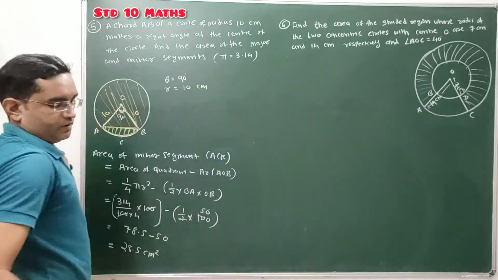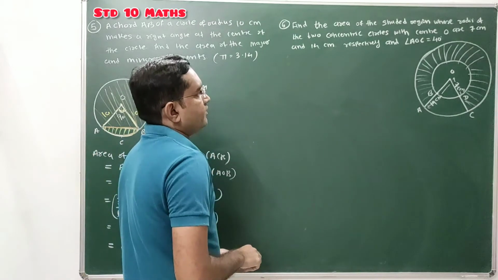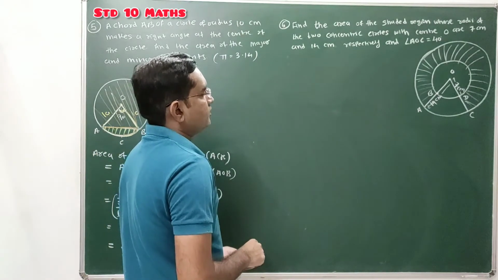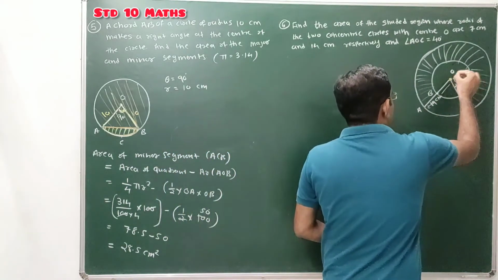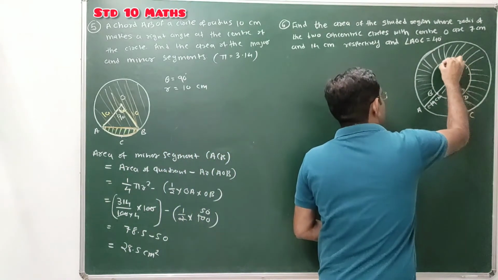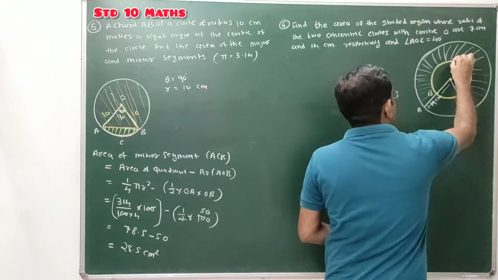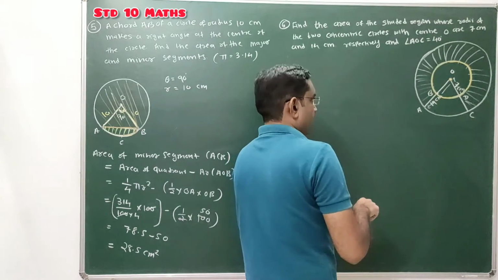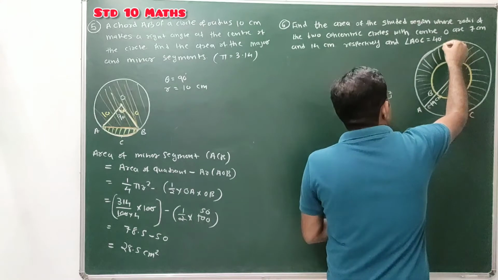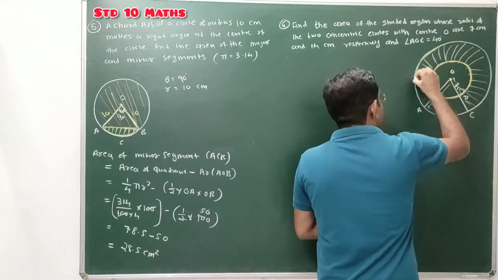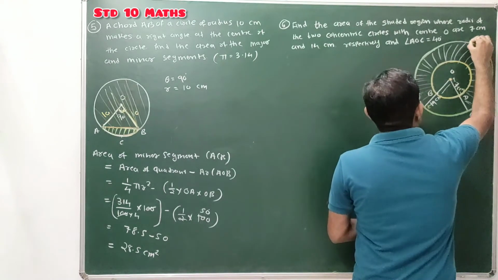So for this question number 6, a ring is given. Find the area of the shaded region where the radii of the two concentric circles are given. Two concentric circles means the center of the circle is common and two circles are there. So a circle with center O and this yellow circumference, as well as a circle with center O and this green circumference. These are the two concentric circles.